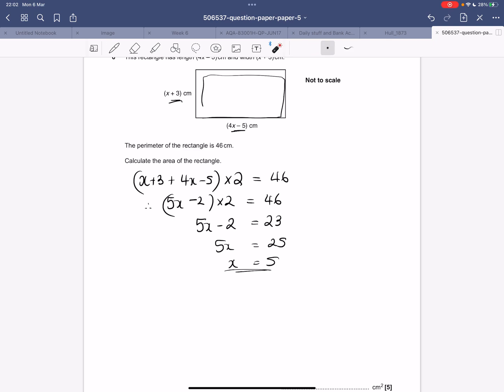Okay, quick check. 8, and that's 15, because that's 20 minus 5 is 15. So it's 23 for those two, and 23 for those. 46 as required. So the area is going to be 5 plus 3 times 20 minus 5. So it's 8 times 15, which is 120 centimetres squared.